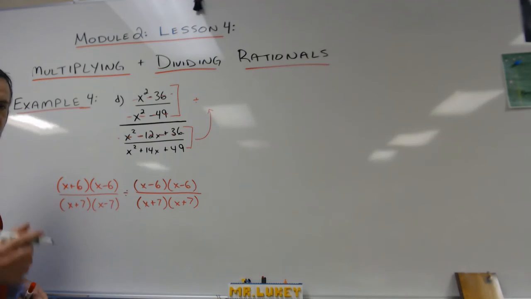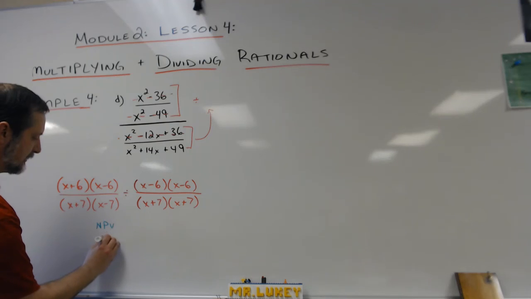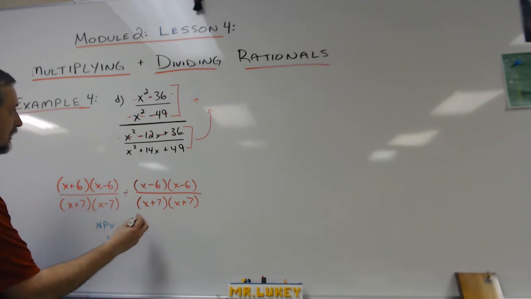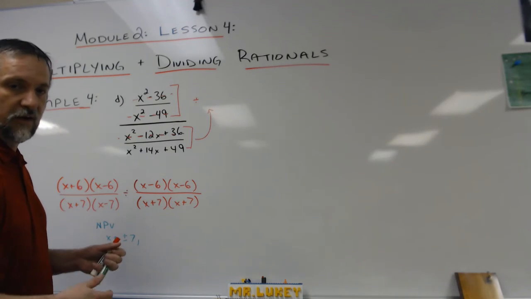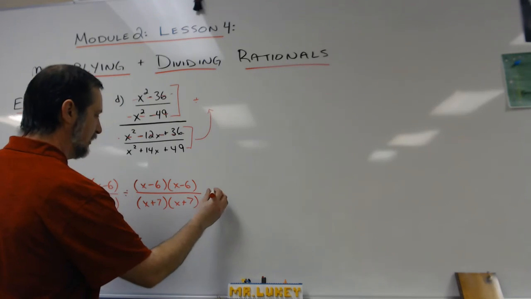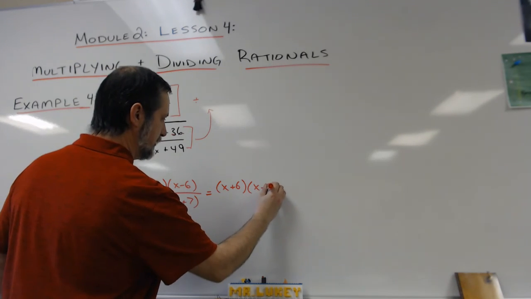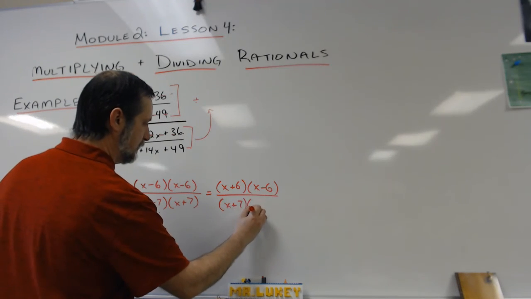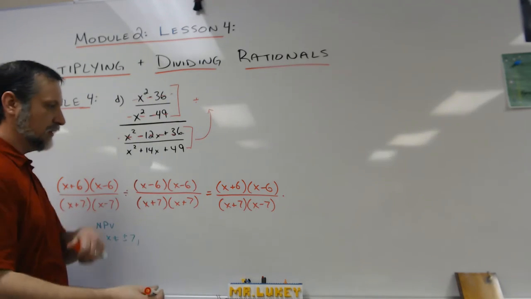And then I can also go straight to my NPVs with this, where x cannot equal plus or minus 7, and x cannot equal plus or minus 7. So okay, I got a couple of NPVs there. Now I need to find the reciprocal. So this is going to become x plus 6 times x minus 6 over x plus 7 times x minus 7. So the x plus 7 squared goes up top.